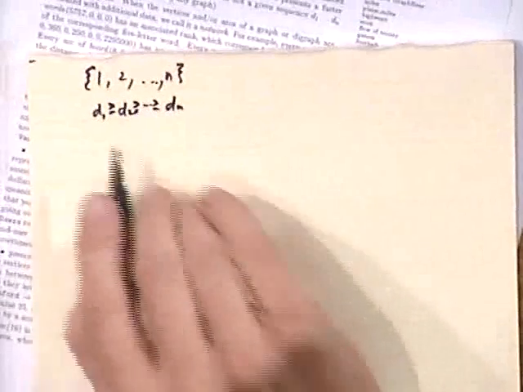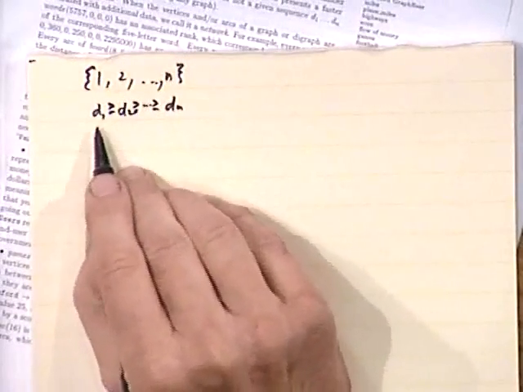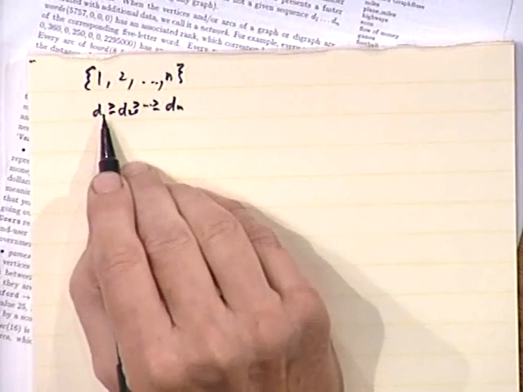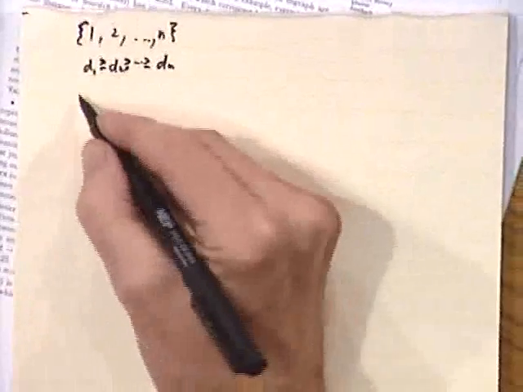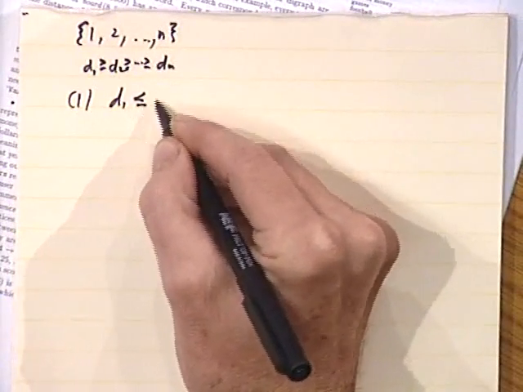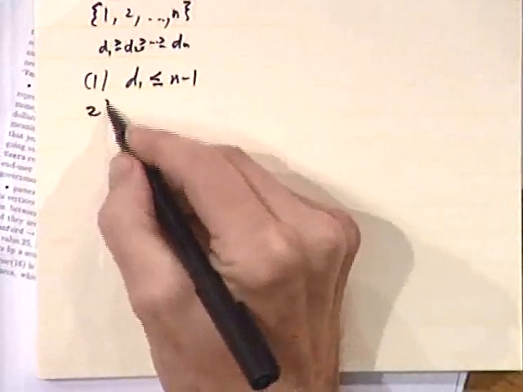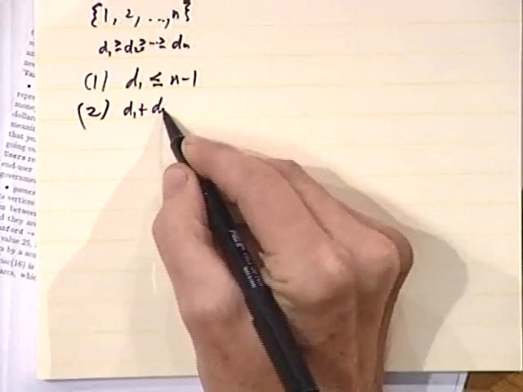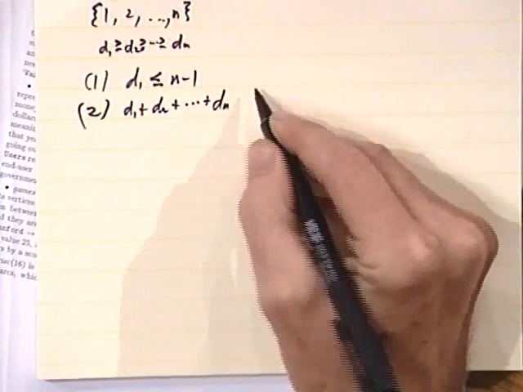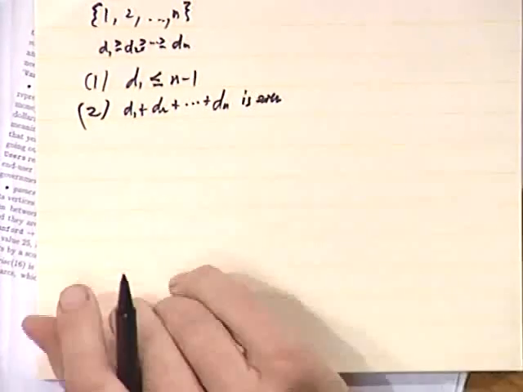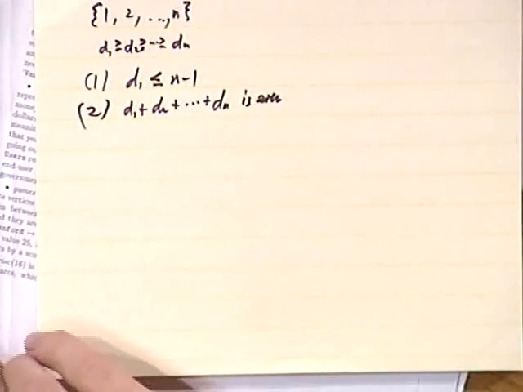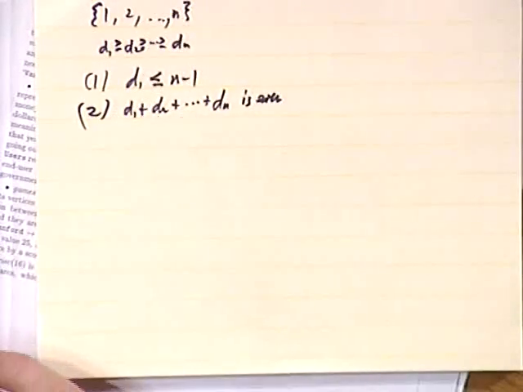Now, one obvious thing has to be true if there's going to be a graph. What's the largest value D1 can have? How many neighbors can vertex 1 have? N minus 1. So first of all, one condition is that D1 has to be less than or equal to N minus 1, less than N. The second condition is that the sum of all the degrees has to be even. Does anybody know why that is true? It's because every edge contributes to the degree of its two endpoints, so this sum is twice the number of edges. But that's not enough.